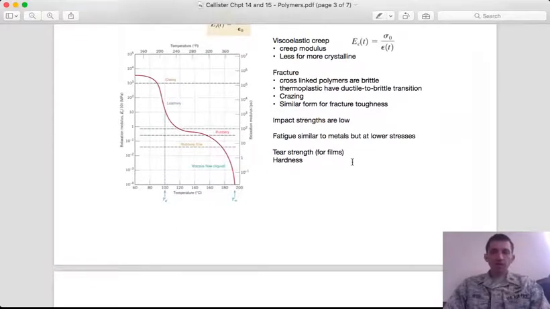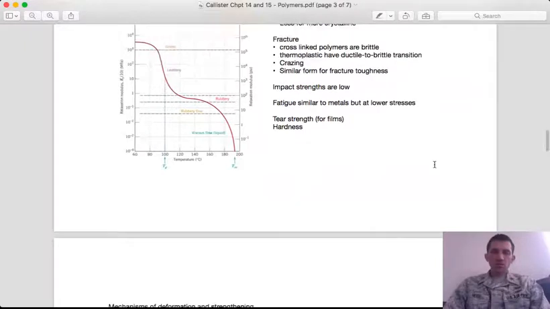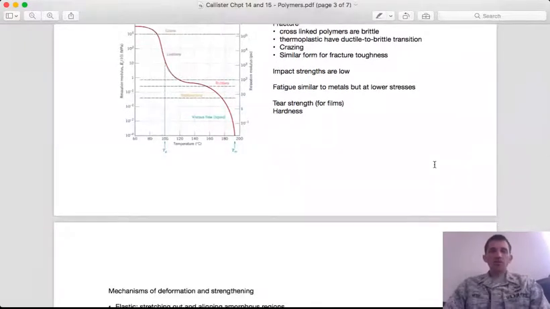Conversely, impact strengths are low, right? It doesn't take much of an impact in order to break a plastic or a polymer. And here we're seeing a lot of similarities. Polymers also see fatigue, similar to metals, just at a much lower stress. In addition, for polymers, there are some additional mechanical properties, one of which is tear strength.